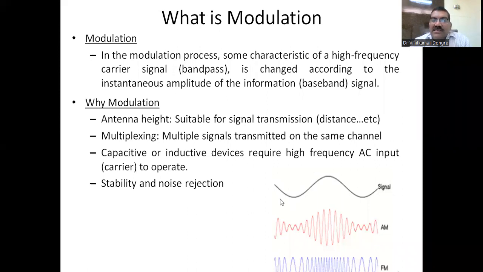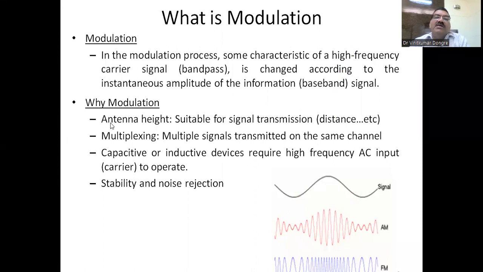So here you can see this signal is a modulation signal. This is the normal signal, and this is the high frequency signal. So as compared to this signal, the amplitude of this signal is adjusted. This is called modulation. Now, why is it required?